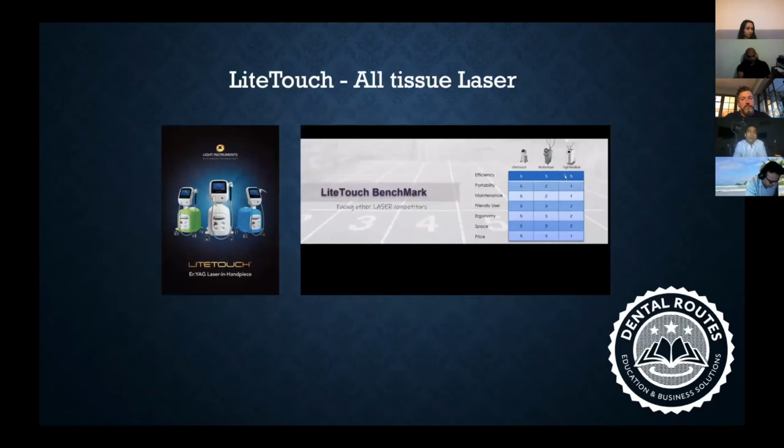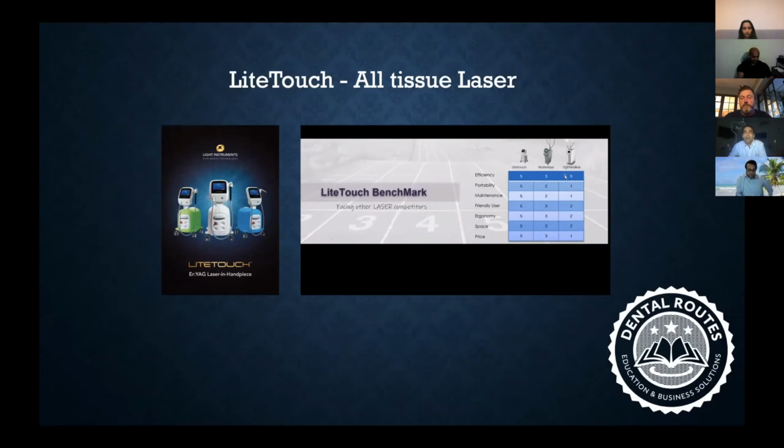This slide shows a comparative benchmark of all types of all-tissue lasers, showing various parameters, and this can be seen published here. My decision to go for the all-tissue laser, and I will explain the one I chose, was based to a large extent on this benchmark, which explains why the LightTouch laser which I have gone for is better in terms of efficacy and user friendliness.